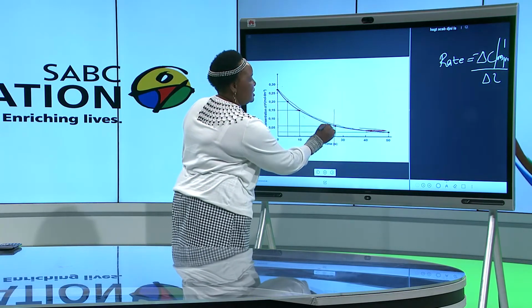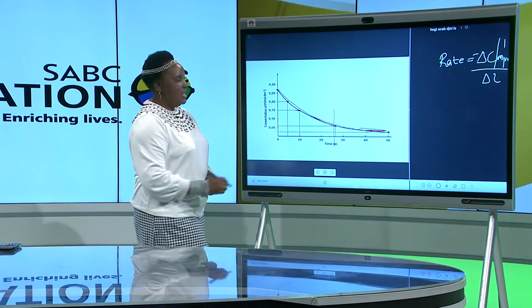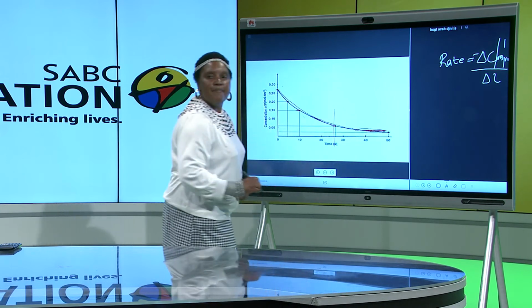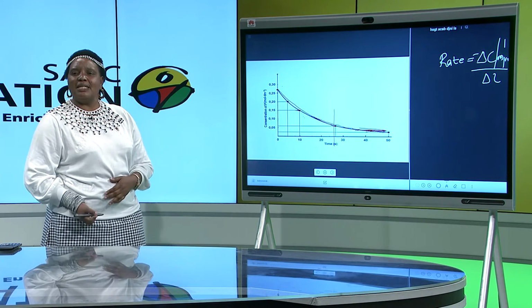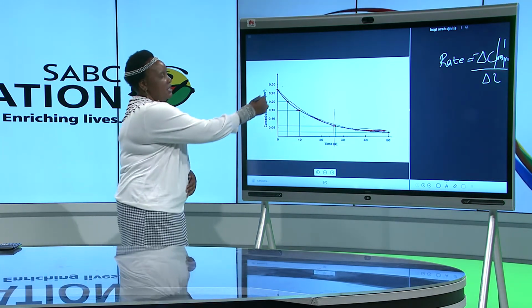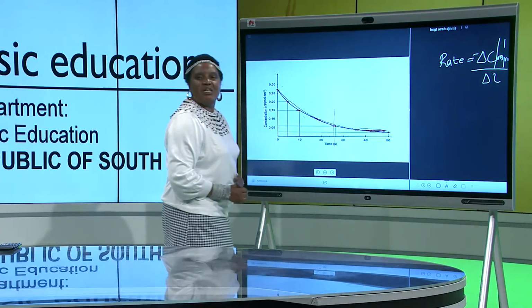Going down, it decreases until that point, and your graph flattens. So in the examination, if they ask you what will happen when you add temperature, your graph will be coming below.